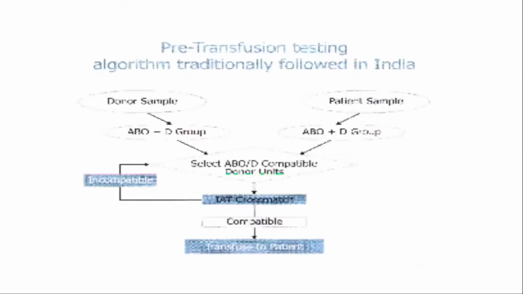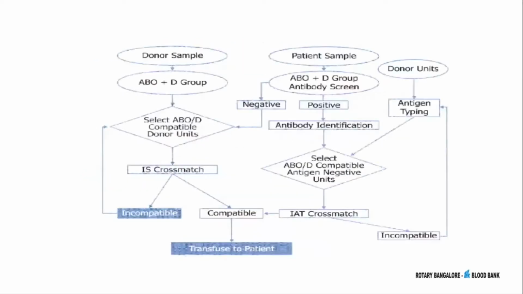We can have two different kinds of protocol for pre-transfusion testing. Most of the centers in India practice this protocol where we do donor sample ABO grouping and we keep this inventory with us. As soon as the patient sample is available, we select an ABO compatible unit, we do an ICT cross match and we issue this unit to the patient.